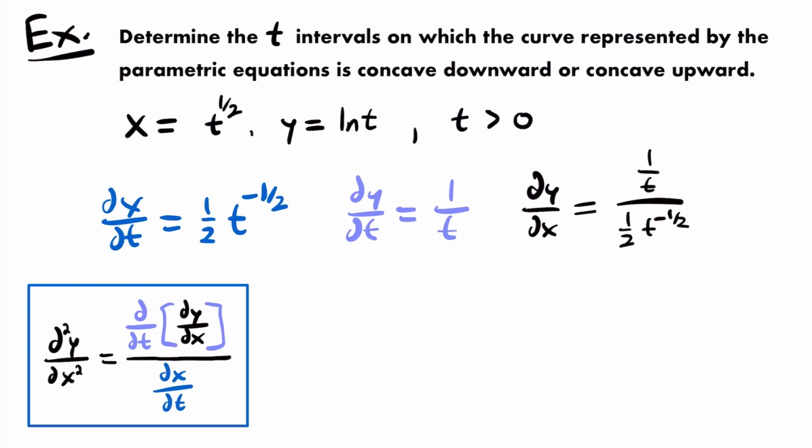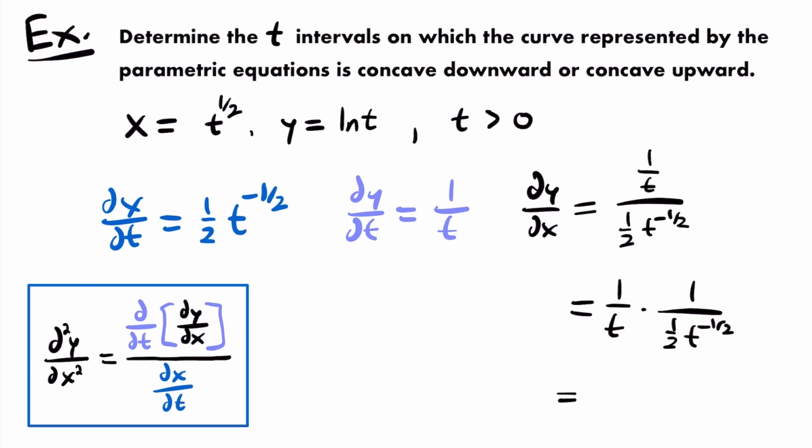So what we can do is move this 1 divided by t out to the front. So our first derivative will be equal to 1 divided by t times 1 divided by 1/2 times t to the power of negative 1/2. And we can combine t and t to the power of negative 1/2. If we multiply them together, we add their exponents. We'll have this power of 1 plus this power of negative 1/2. That will give us t to the power of positive 1/2.